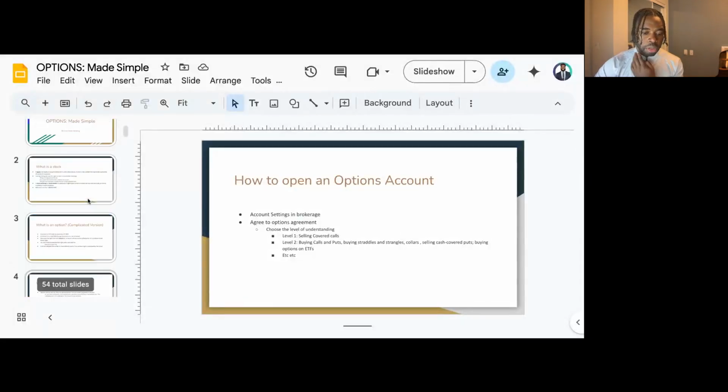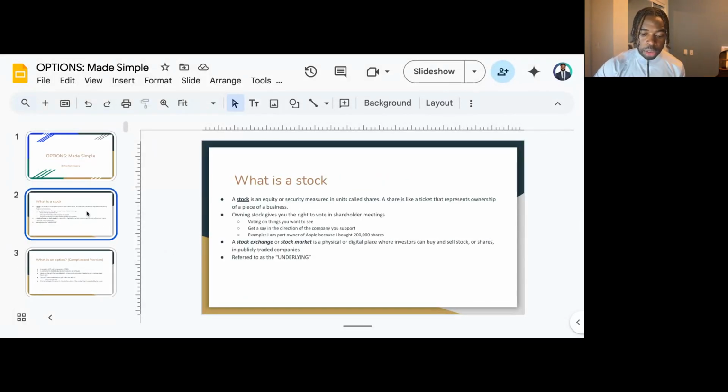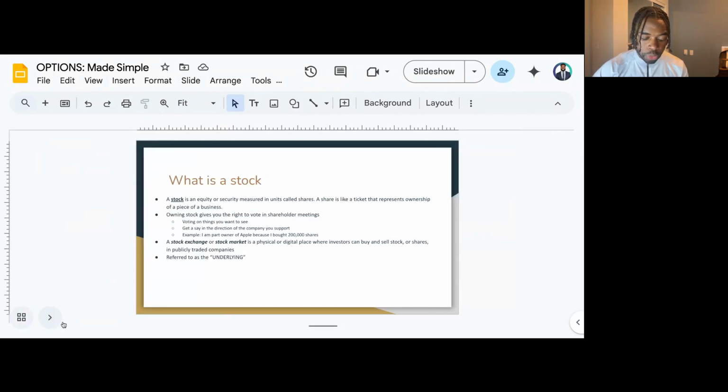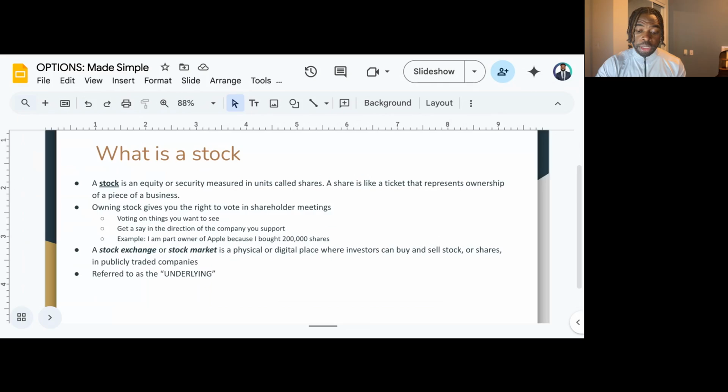But in the first part, what did we talk about? We talked about what a stock is, and what options are in relation to stocks. Stocks are securities or equities, and they're measured in shares, and options are just buying insurance on a stock. When you buy a call, you're betting that a stock is going to go up. When you buy a put, you're betting that a stock is going to go down. And it's a way to hedge.